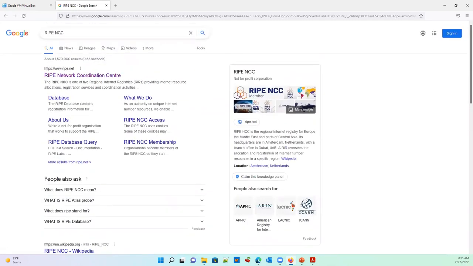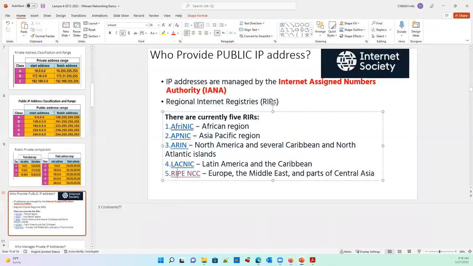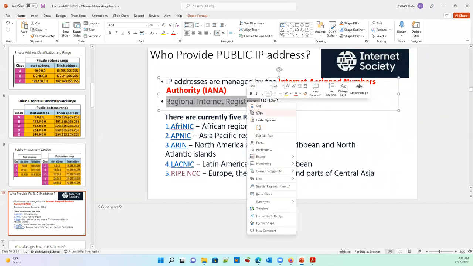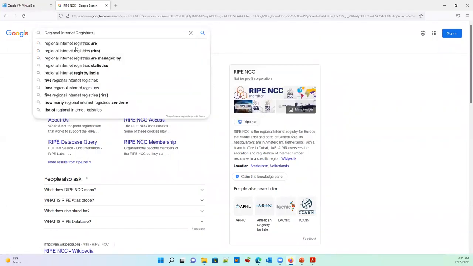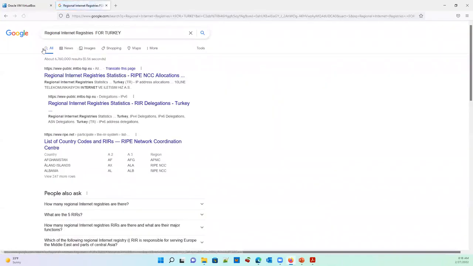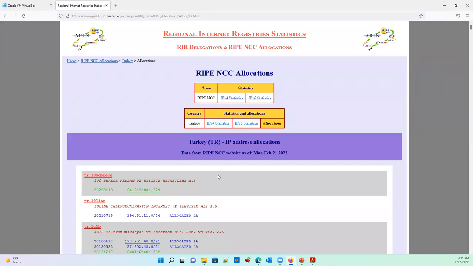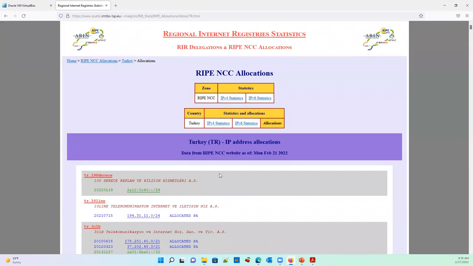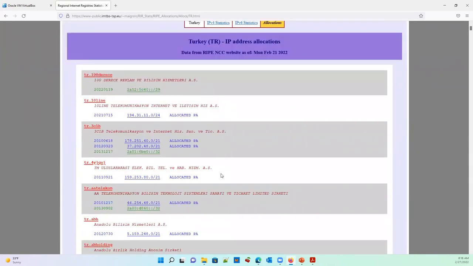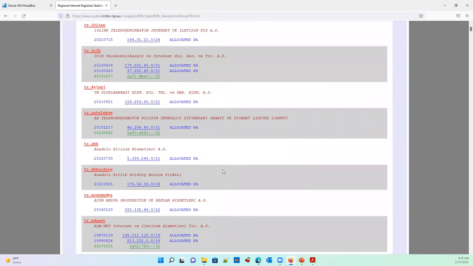Okay. It didn't give me anything. Let's see. Regional registry. Okay. They might have changed it. Oh, here it is. So here you can get some information. It seems this is not official. It could be official. But yes, if you search for that kind of information, it will give you that information.